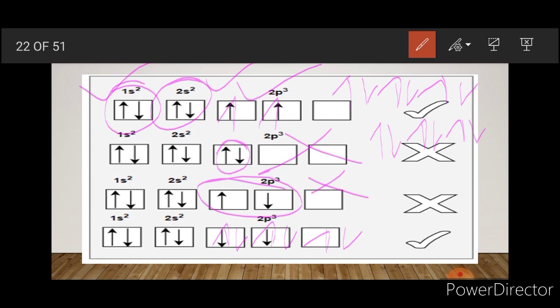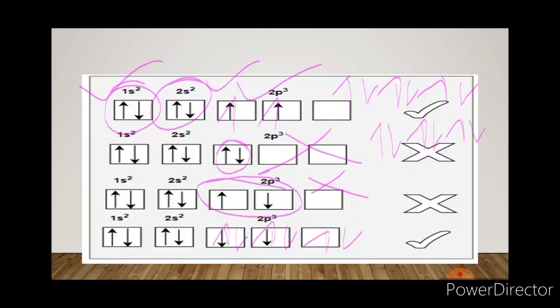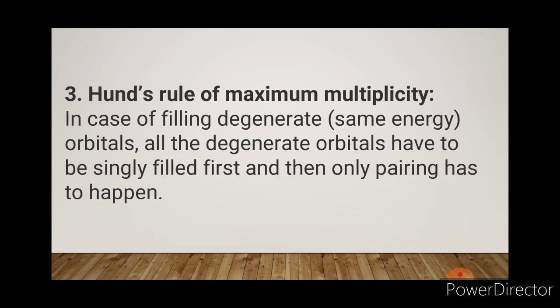Why? Because an element becomes stable when it is half filled or completely filled. By filling singly we can make it half filled, so it will be more stable, and if it is completely filled it will also be stable. So this is Hund's rule of maximum multiplicity: in empty orbitals, first we singly fill the orbitals, then we doubly fill them. So this was all about your different rules and principles.